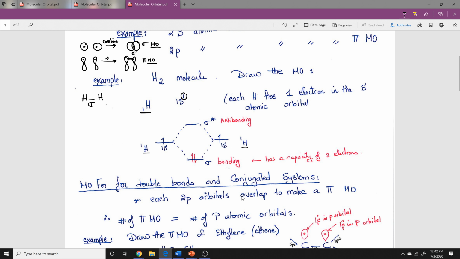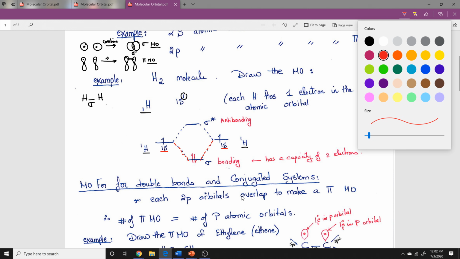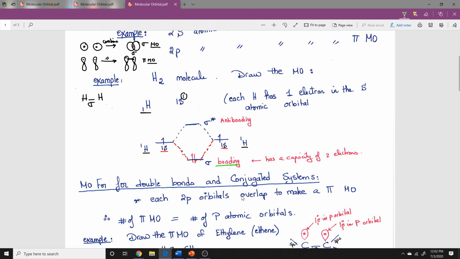Now to draw the molecular orbitals, the s orbitals are going to overlap with each other, and when they overlap with each other, they're going to form the bonding state. There are two possibilities here for the atomic orbitals. The atomic s orbitals can either overlap with each other, in which case you're going to form the bonding state. This is the sigma bonding state. Now, if they don't overlap with each other, then in that case, you're going to form the anti-bonding state. Remember that for every bonding, there is an anti-bonding molecular orbital.